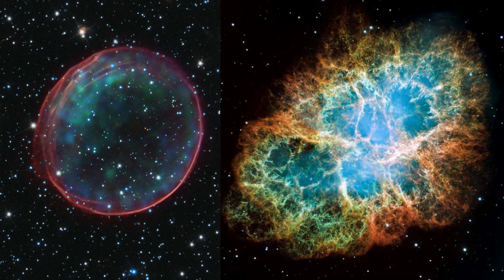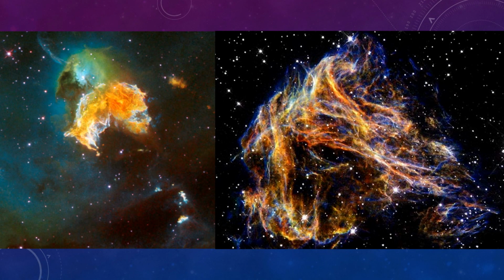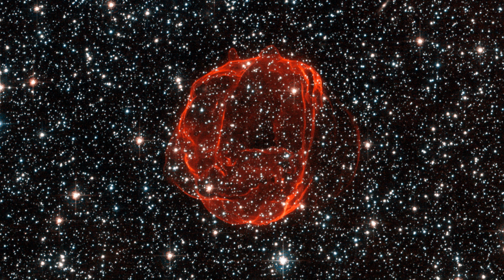So here we have some images of supernova remnants now. On the left we have supernova remnant SNR 0509-67.5, easy to remember. On the right we have the Crab Nebula. On the left here we have N63A, and on the right we have LMC N49. In this image, the red bubble here, we have SNR 0519. I think it might actually be called the red bubble. I'm not sure about that though.